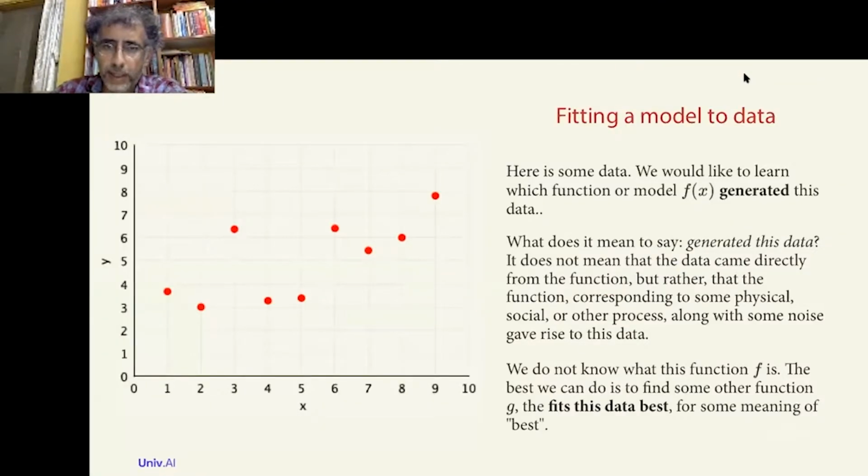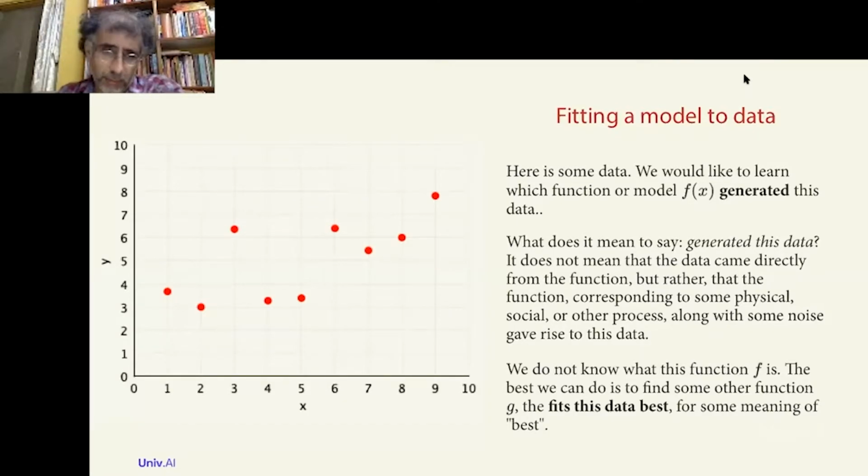So our first thing is, we want to fit a model to data. Here is some data. So we would like to learn what function or model, these are the words we're going to use, generated this data, okay? So what does it mean to say generated this data, right? That's probably the first question you want to ask. It does not mean that the data came directly from the function.